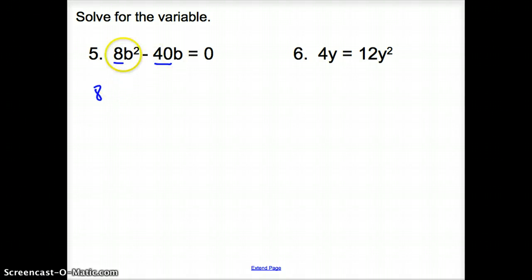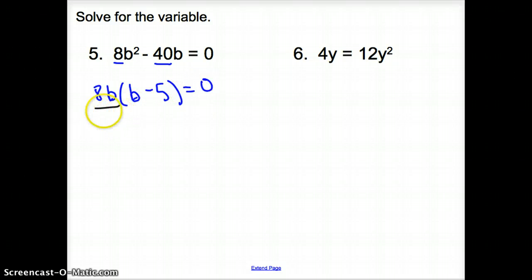How about letters? Can we take any letters out? Yes, we can take 1b out. So now inside the parentheses, that leaves us 8 divided by 8 is 1. B squared divided by b is just a b, so I'm going to put that b down. Minus 40 divided by 8 is 5. B divided by b is 1. I'm not going to put that down. That equals 0.